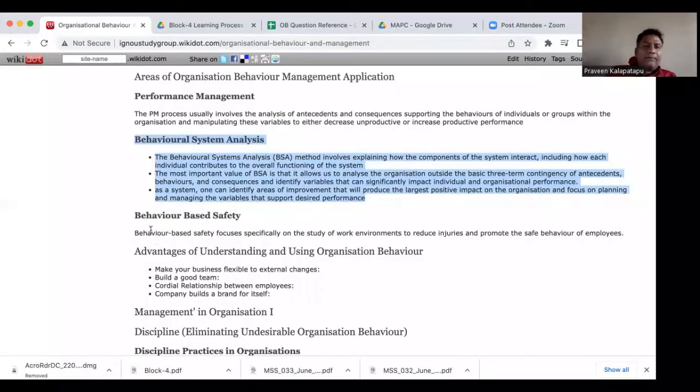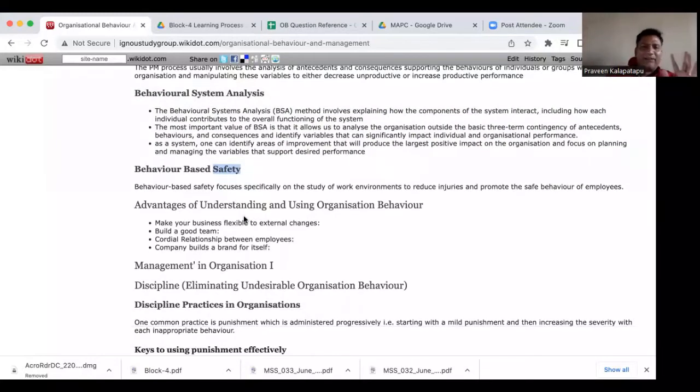Right. So now, behavior-based safety. Basically, safety comes as one blanket thing. All those safety aspects would come into the picture, right? So how the behavior aspect is going to reduce job injuries, etc. So the safety behavior part of it is what behavior-based safety is.